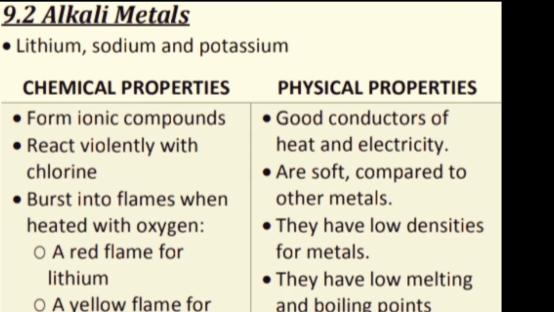Next, we have to discuss the chemical properties of alkali metals. Alkali metals form ionic compounds. These are highly reactive metals. These metals react with non-metals and form ionic compounds. Similarly, alkali metals react with halogens such as chlorine, bromine, iodine and form colorless compounds.